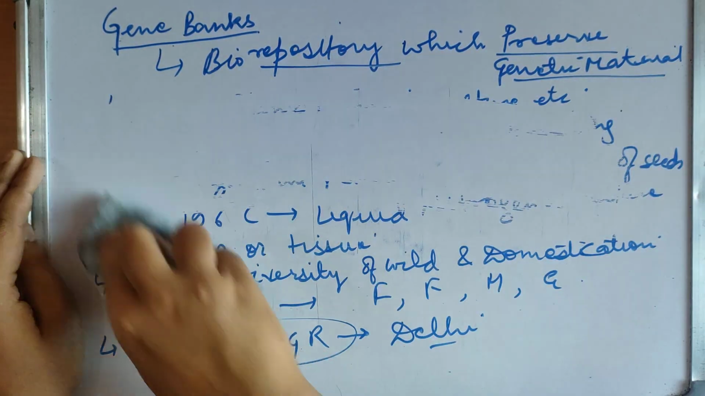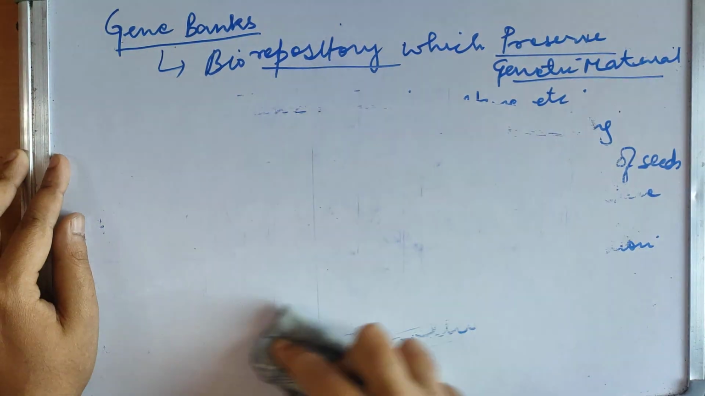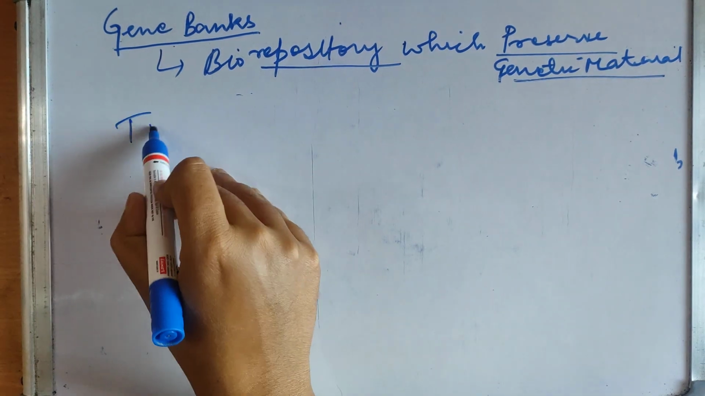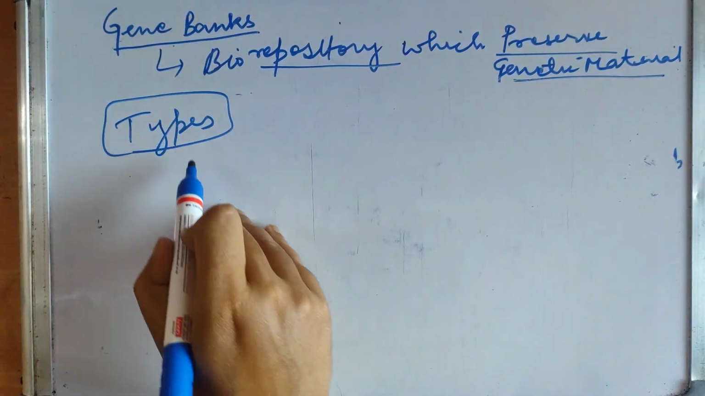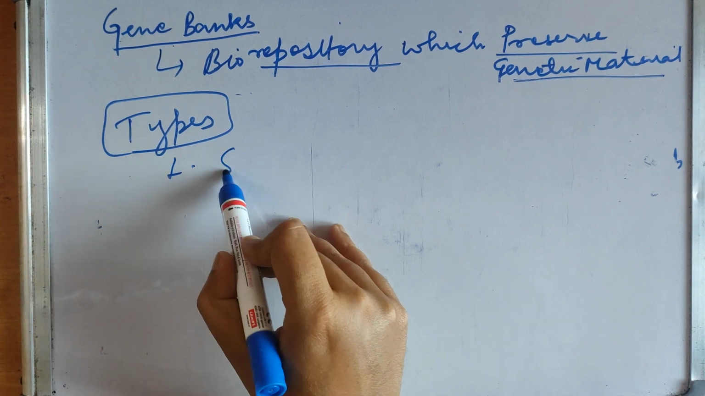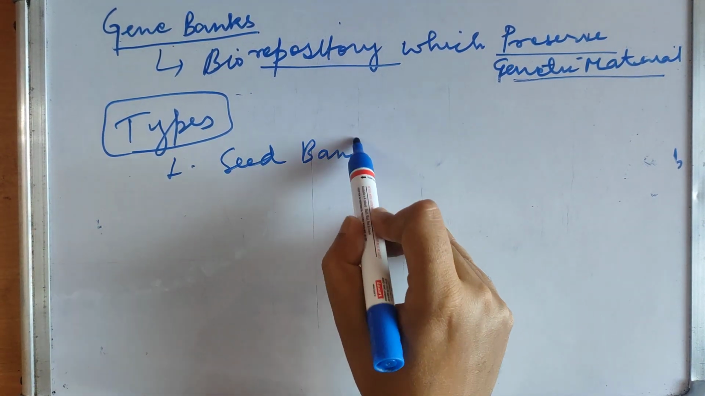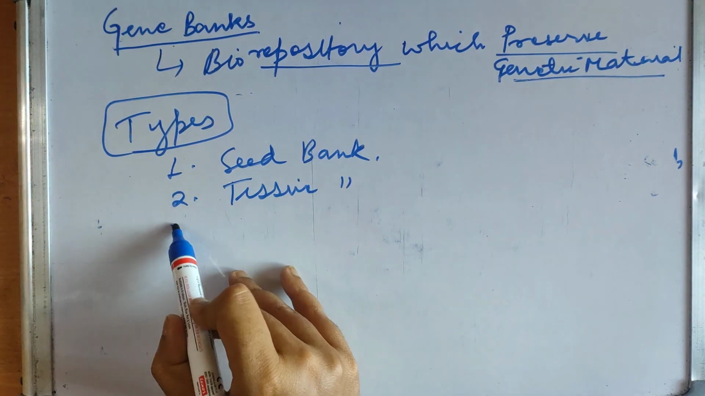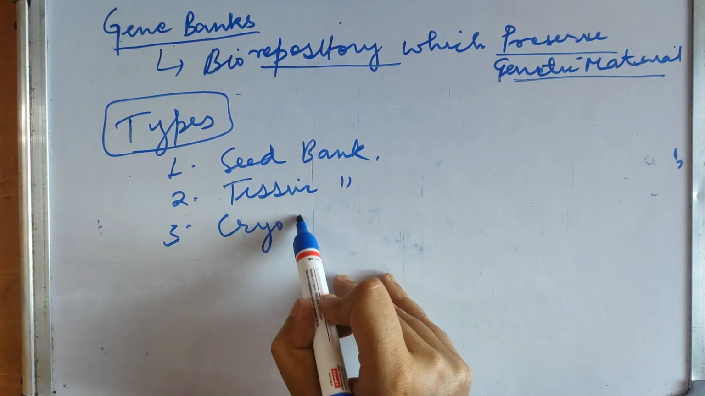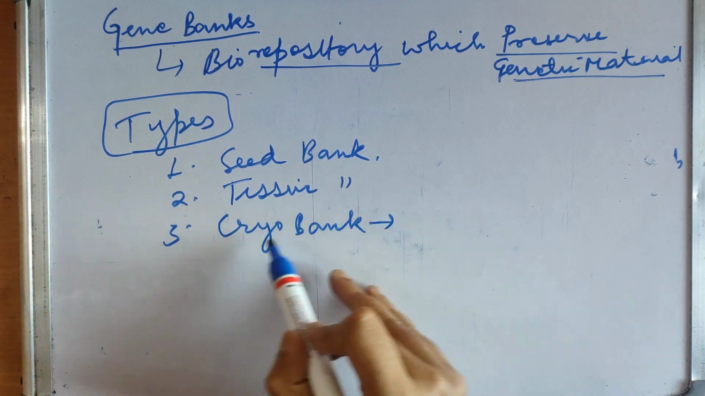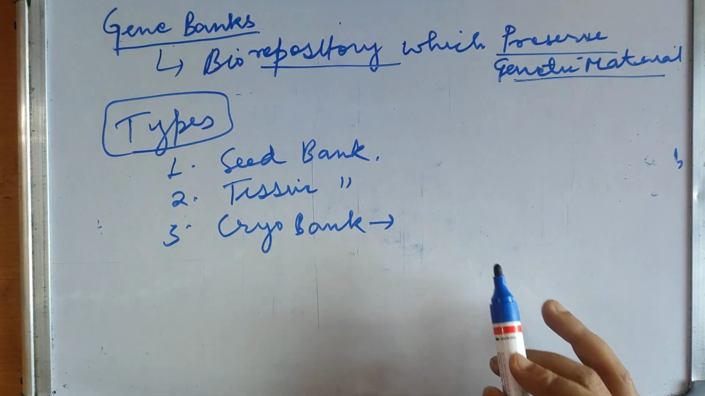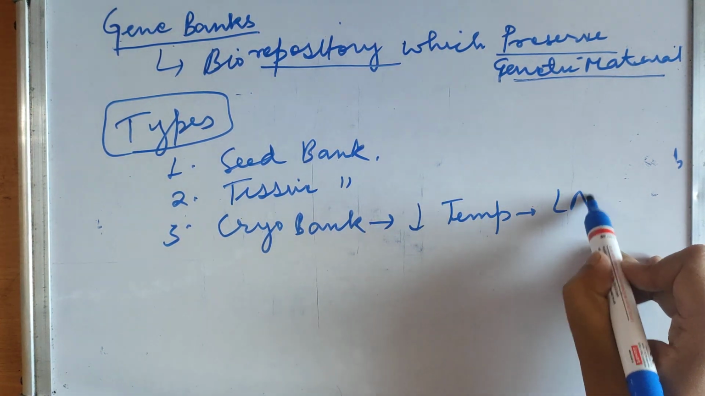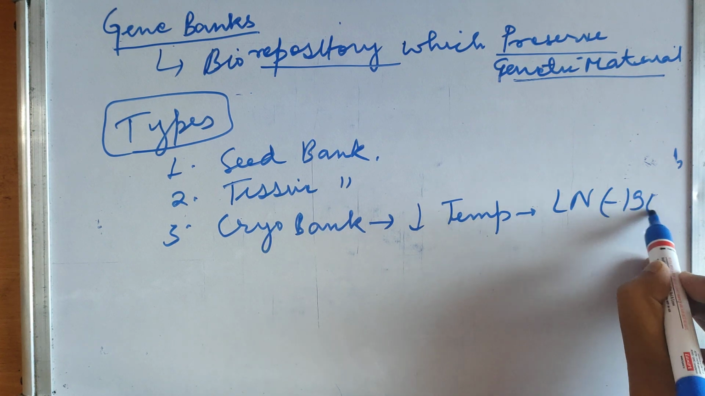Now what are the types of gene banks? There are several types. The first one is the seed bank, where we can store seeds. The second one is the tissue bank, to store tissue. The third one is the cryo bank, where we do cryopreservation, preserving at very low temperature in liquid nitrogen, as I discussed earlier, at -196 degrees Celsius.